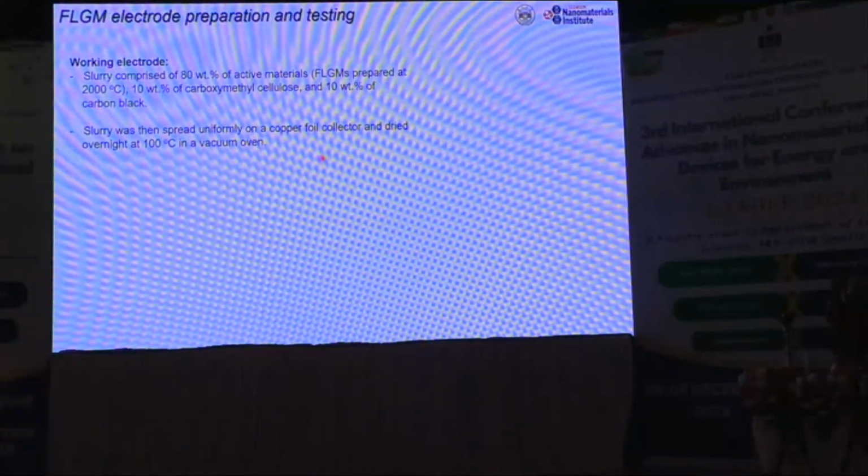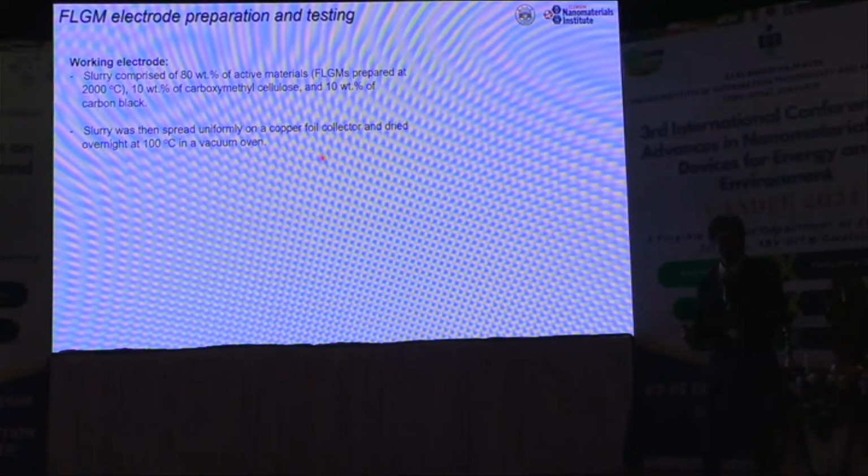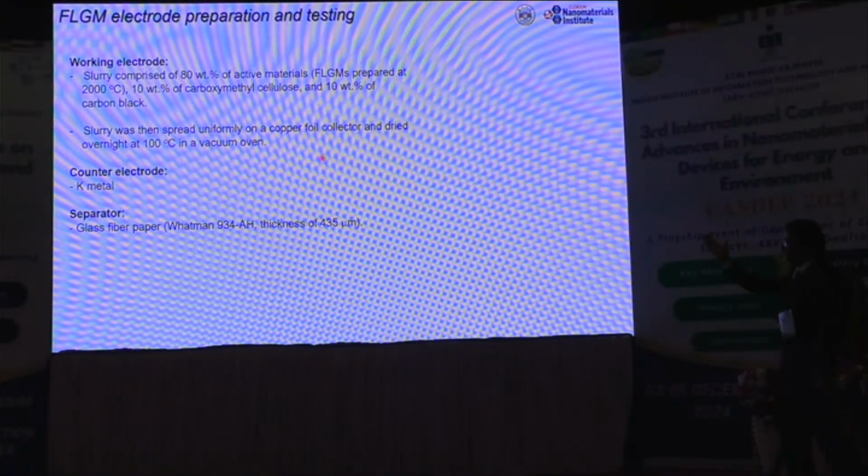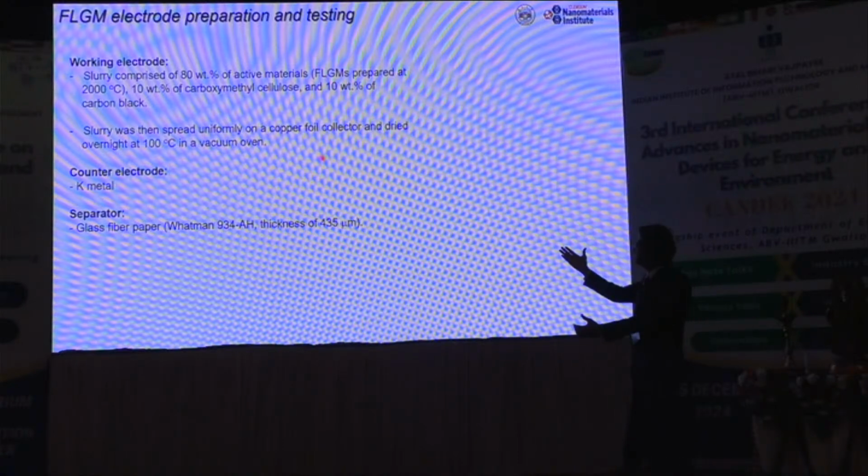So we can now take these microspheres and make a slurry. We make a slurry by adding some additives like CMC or carboxymethyl cellulose and a little bit of carbon black to improve the conductivity. And then the slurry is spread over copper foil or an aluminum foil, depending on what type of battery you're making. And then we dry it. And then we basically use that as the cathode or the anode, depending on again what type of battery.